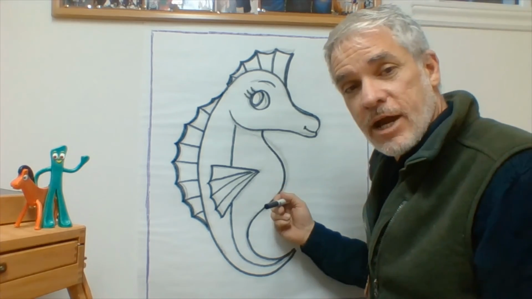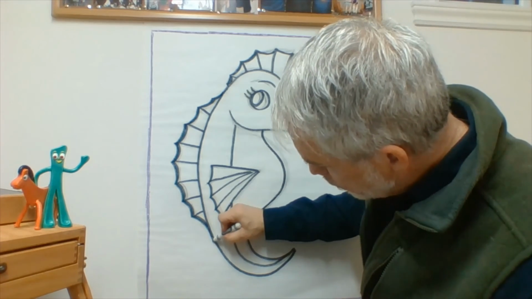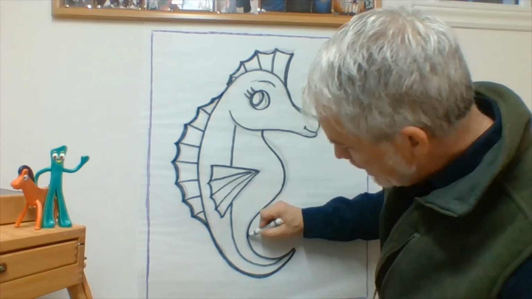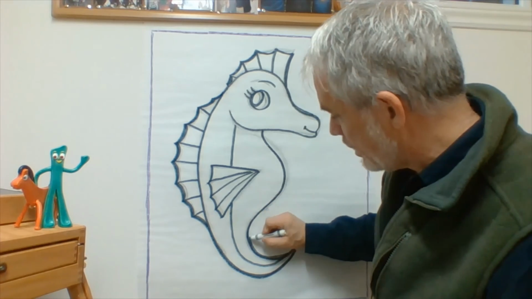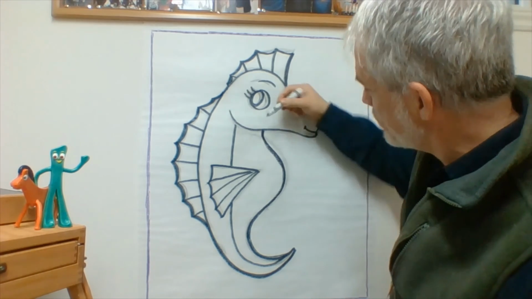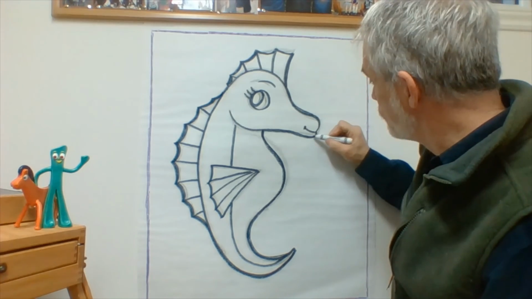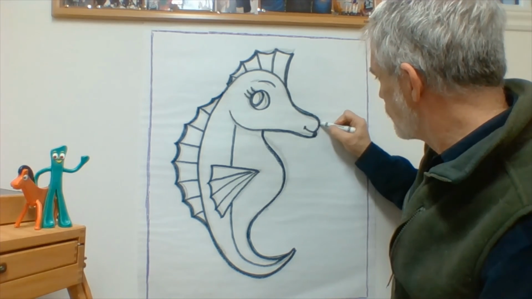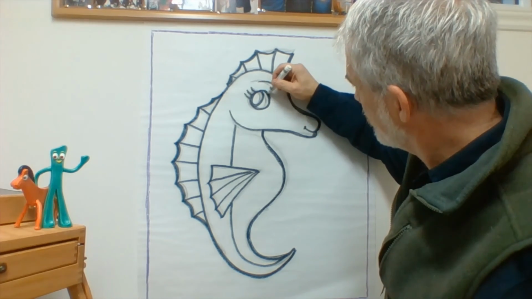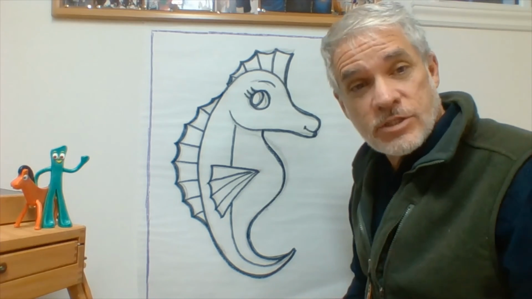Now I'm going to stop right now. Keep working on your picture, going over your lines with a black marker, taking out your crayons, and coloring your sea fish, or pardon, your seahorse, because that's what I'm going to do. And then when we're all done, we can share what we've drawn. So let's start coloring right now.